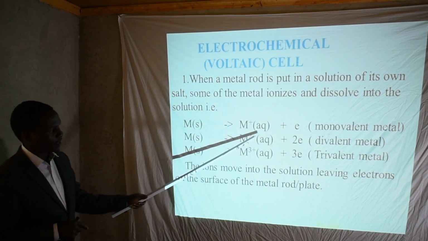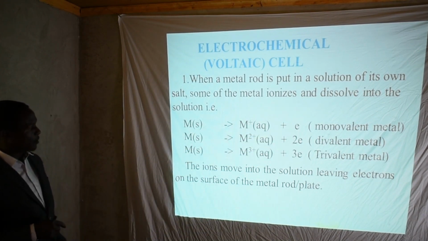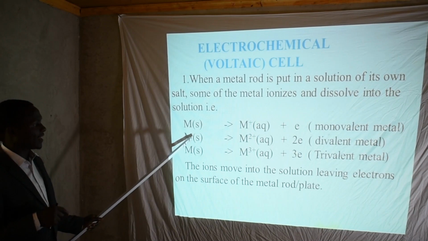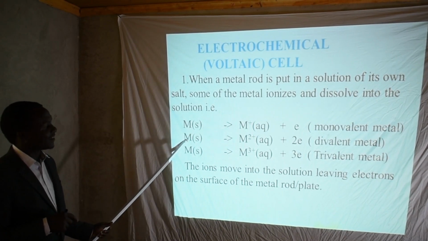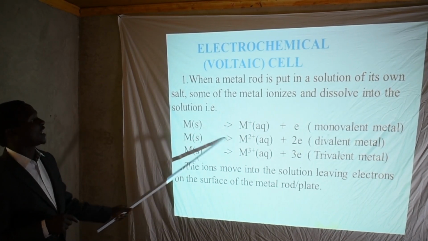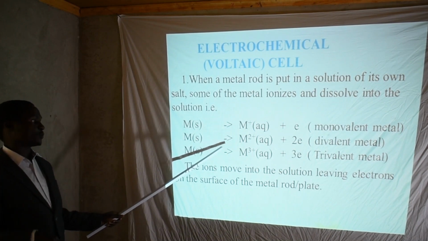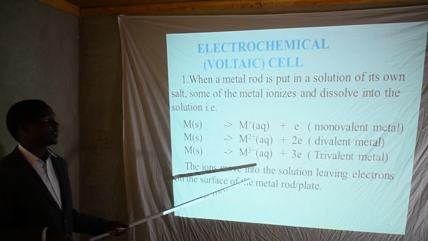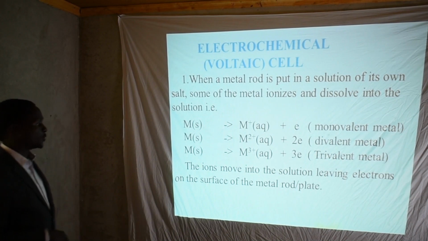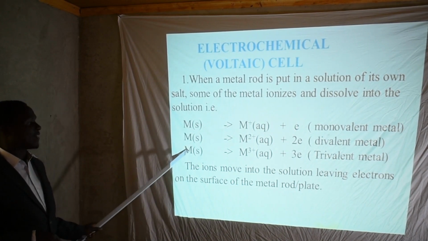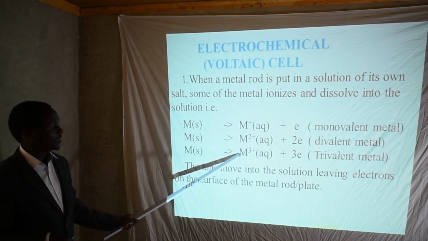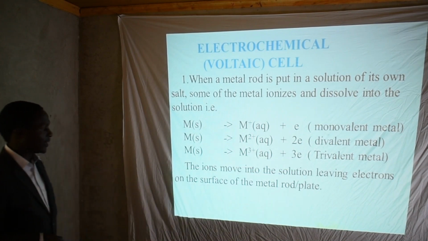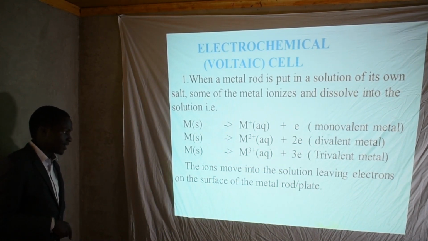M positive plus 1 electron. That is a monovalent metal. If we have a divalent metal, in the same solution it becomes M 2 positive and gives us 2 electrons. We also have a metal that loses 3 electrons and becomes a trivalent metal.